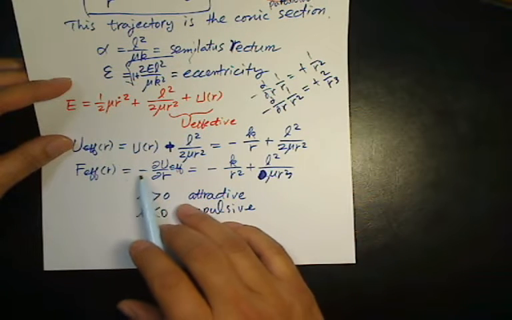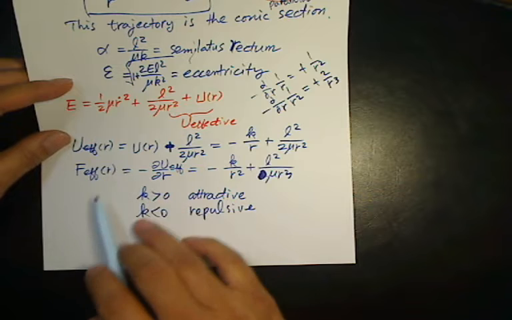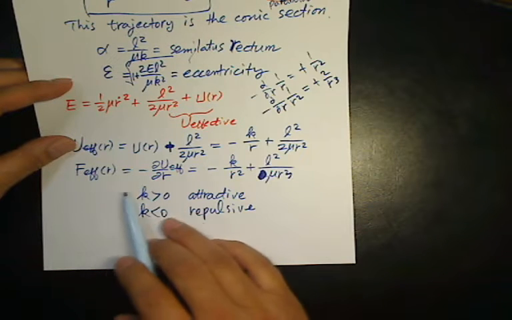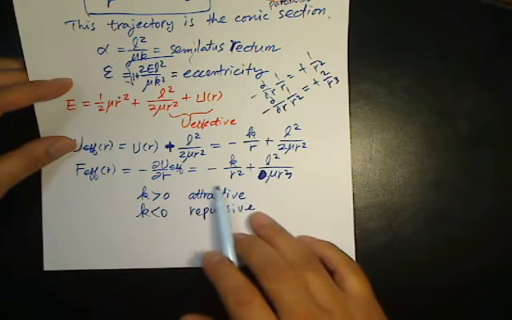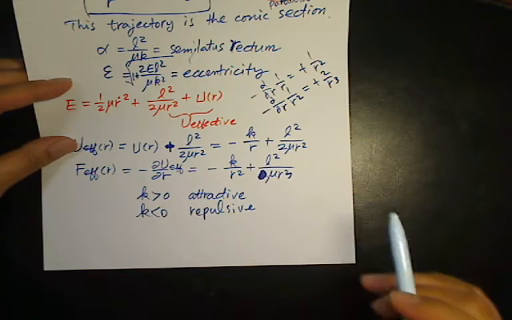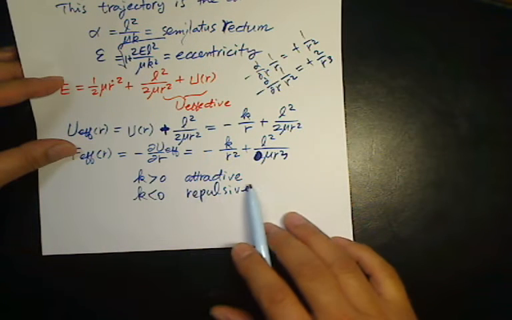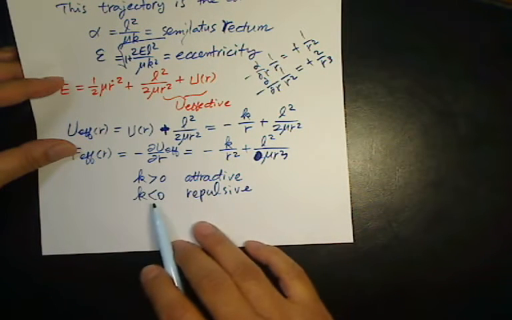Take the derivative and put a negative sign on it, and we can obtain the effective force. And the effective force is the actual radial force and the centrifugal force. If k is positive, it is an attractive interaction. If k is negative, then it is a repulsive interaction.